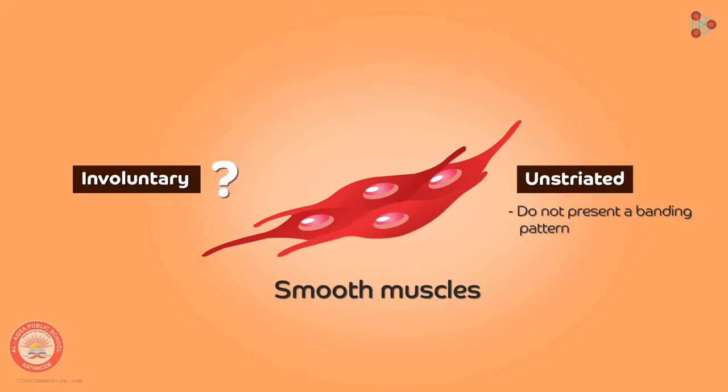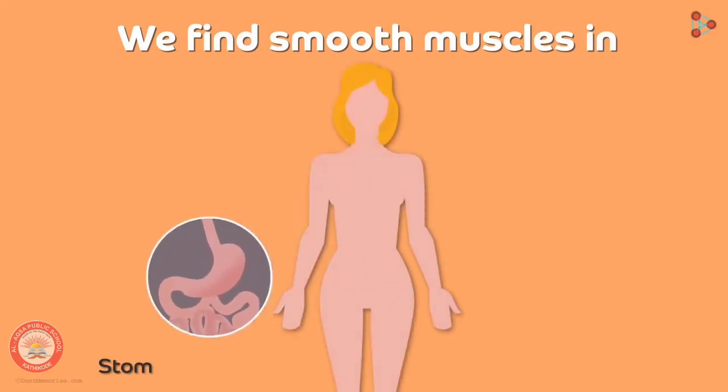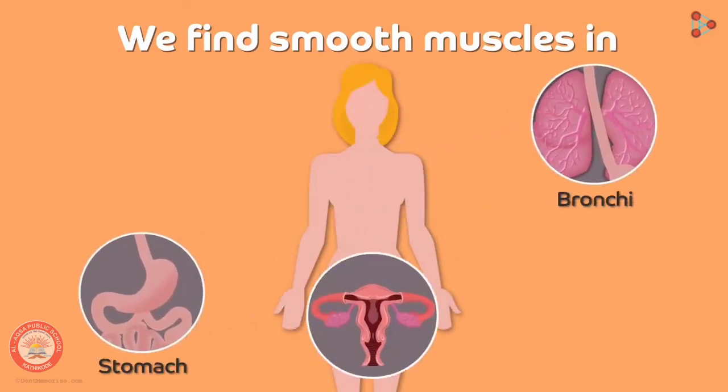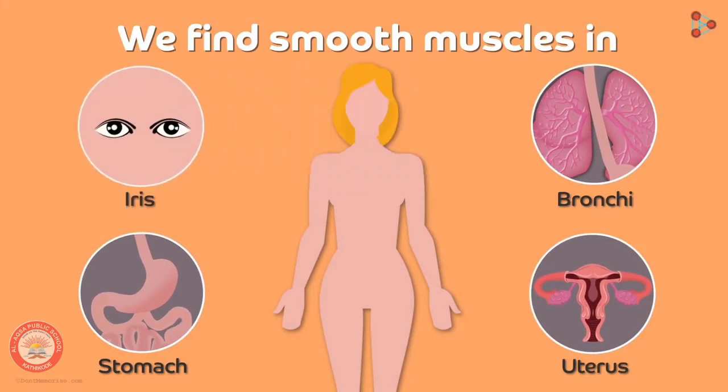Why are they called involuntary muscles? Because their activities are not under our control. Now let us see where these muscles are found. They are found in the stomach, in the bronchi of lungs, uterus, and iris of eye.